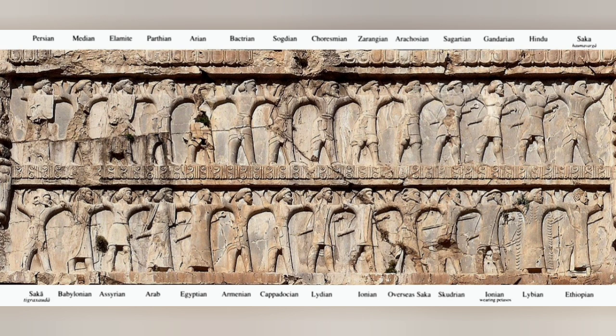Almost all of these at the top will never be considered part of the Arabs necessarily, and I will show you why. And then the ones at the bottom here, the Saka, the Babylonian, Assyrian, Arab, Egyptian, Armenian, Cappadocian, Lydian, Ionians, overseas Saka, Skudrian, Ionians, Libyans, and Ethiopians. Parts of these people will become Arabs. But as you can see in this image, only one of them is considered Arab. And you can ask yourself, why? Why is this person considered an Arab?